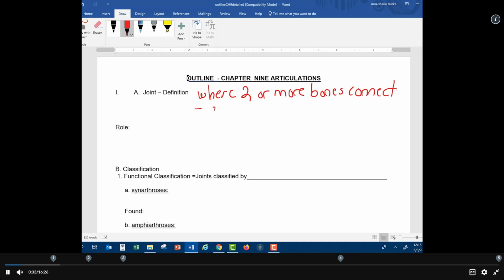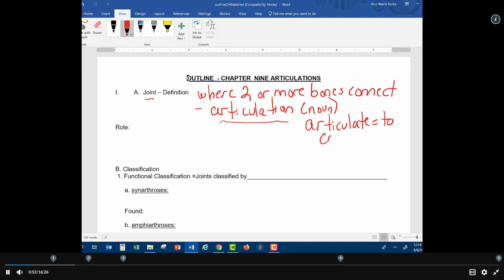Also called articulations. So the word joint means the same thing as articulations. Articulation, by the way, is a noun. However, we could also use the word articulate. Articulate means to connect, and this is actually a verb. So the words mean a little different. Joints connect, but there's a difference. Articulate, again, a verb, to connect. Articulation means a joint.